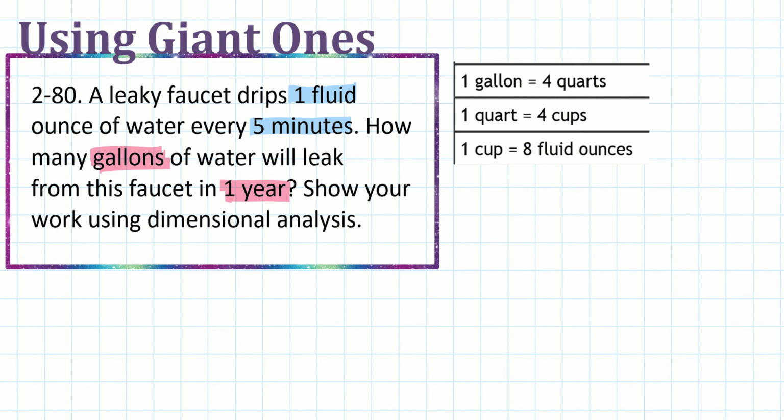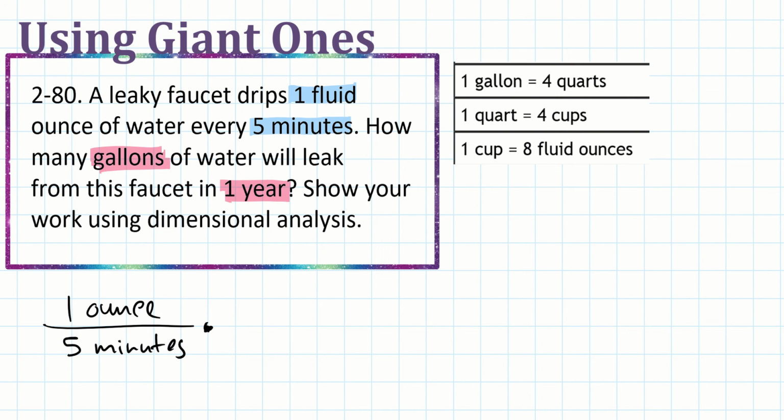So I've grabbed a couple giant ones from the textbook. These were things that were in the math notes section of this lesson, and I'm going to use those. Let's start by writing the fact that I've got one fluid ounce, and I'll just write the word ounce, per 5 minutes. And I'm going to handle time first because I think time is easier for me. I know most of those by heart.